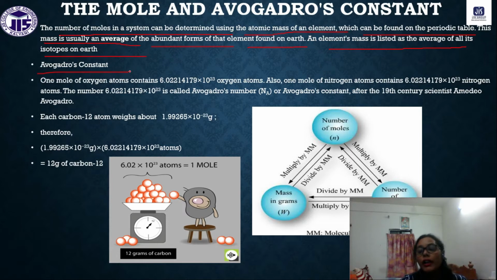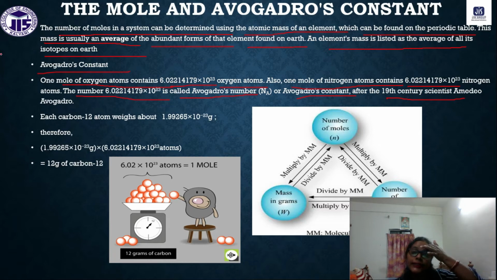Now, what do you mean by Avogadro's constant? Actually, Avogadro's constant is a number of anything. So 1 mole of oxygen atoms contains 6.022141179 × 10^23 oxygen atoms. Mind it. Also, 1 mole of nitrogen atoms contains 6.022141179 × 10^23 nitrogen atoms. This number, 6.022141179 × 10^23, is called the Avogadro number, Na, or Avogadro constant.